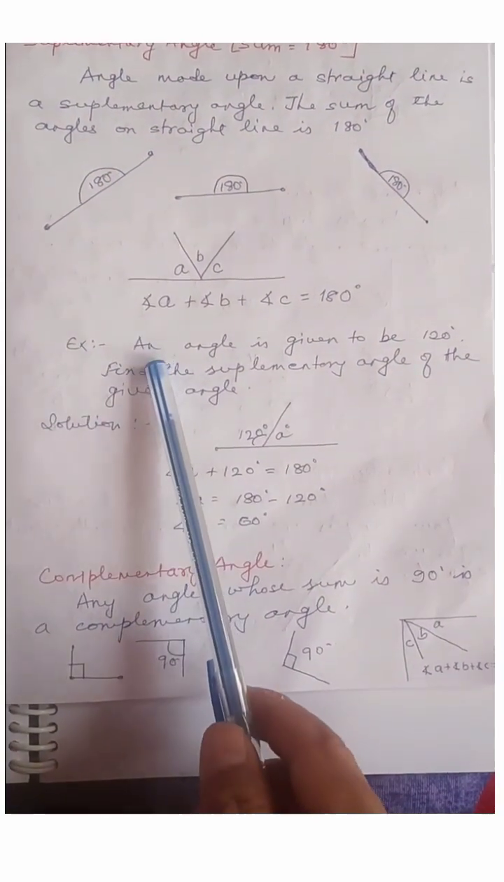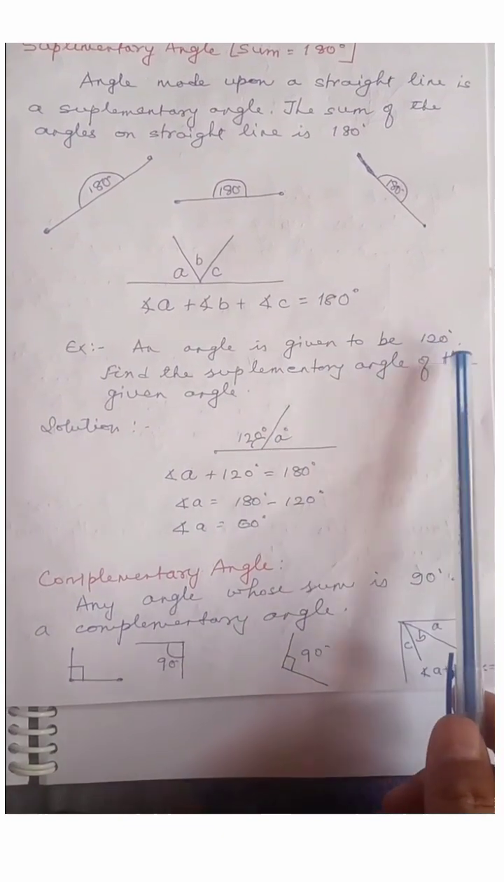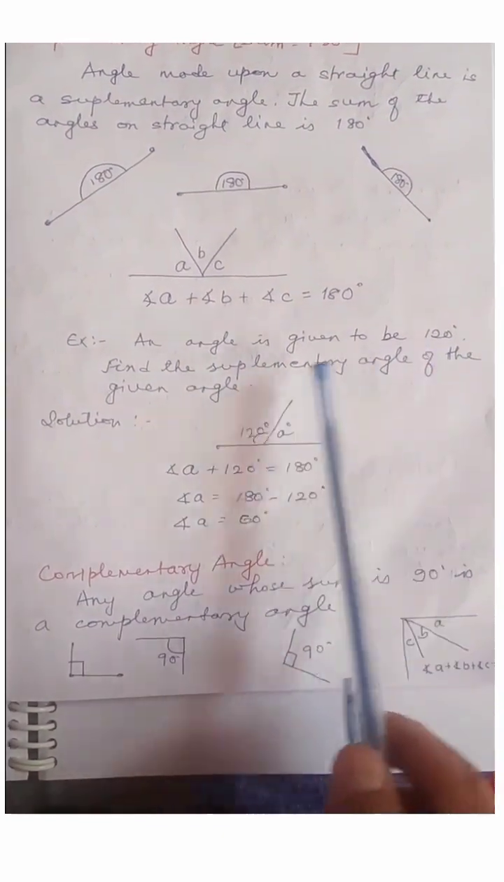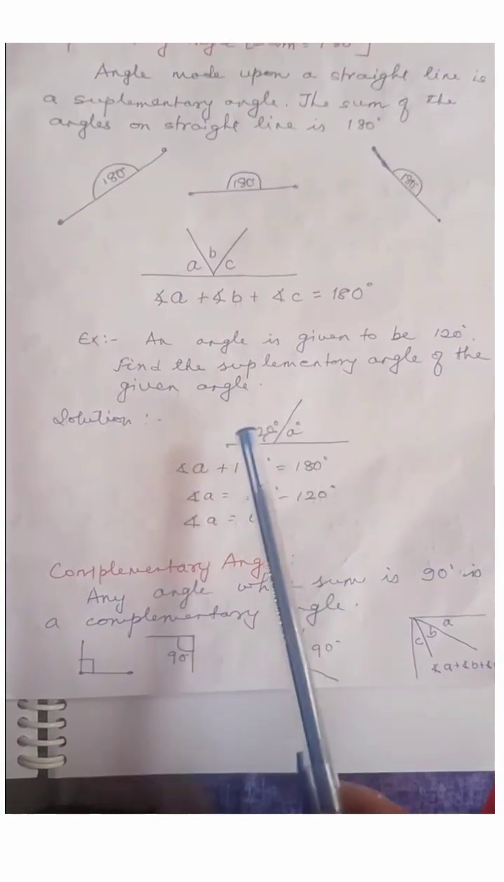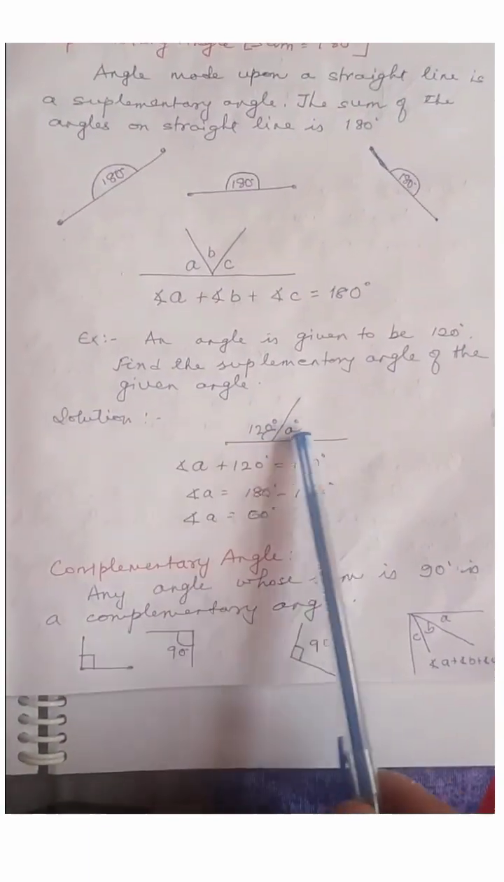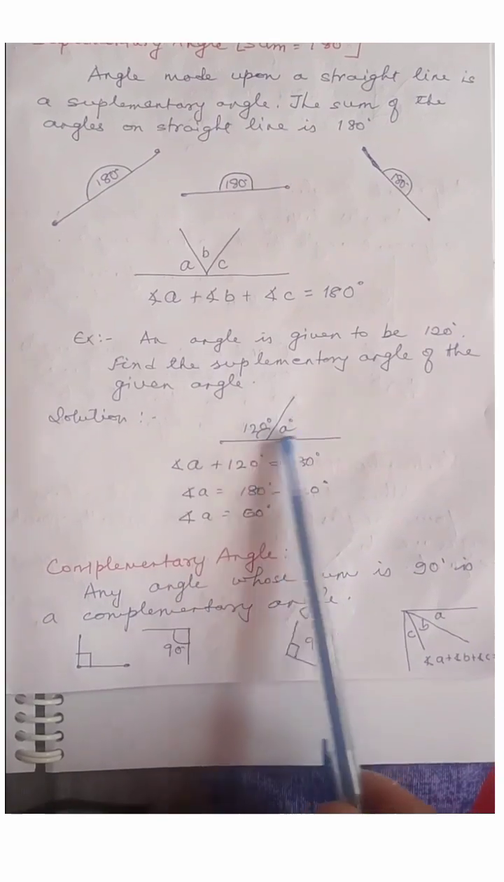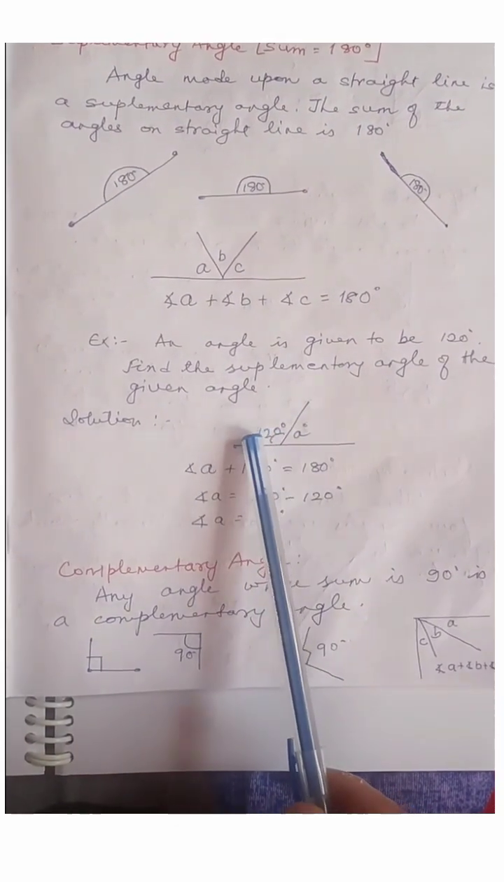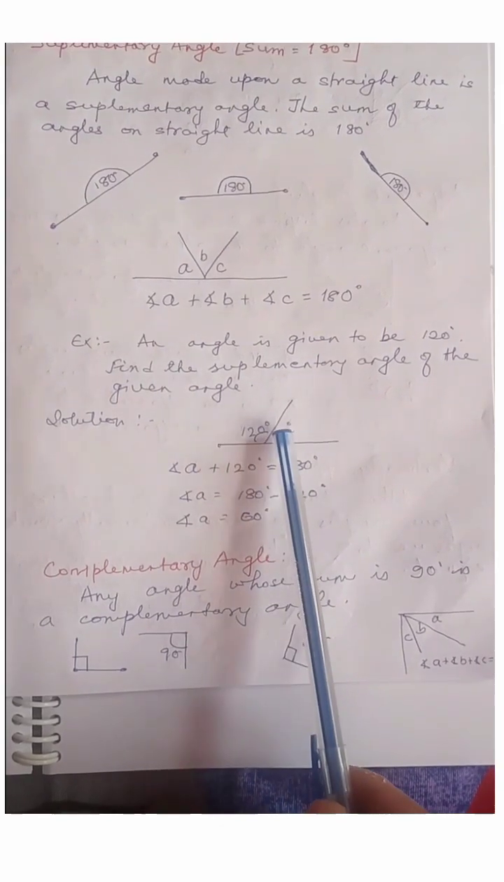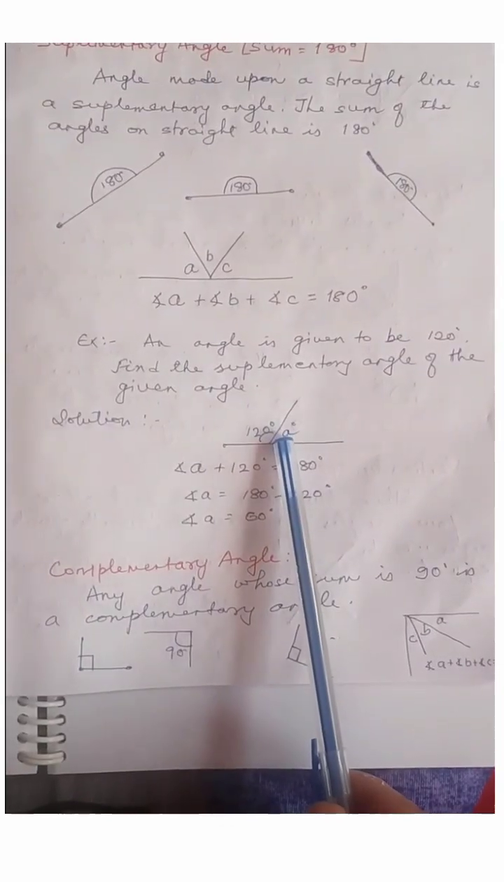Let us take one example. An angle is given to be 120 degree. Find the supplementary angle of the given angle. Suppose this is the question given. So in the figure, we can draw like this. This is one straight line. So 120 degree and another angle is formed, a degree.